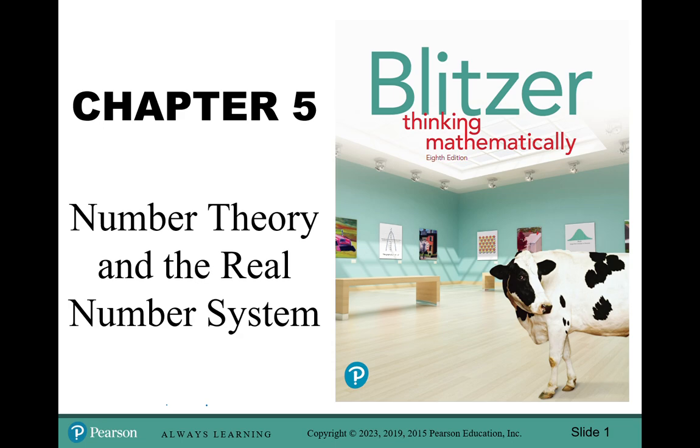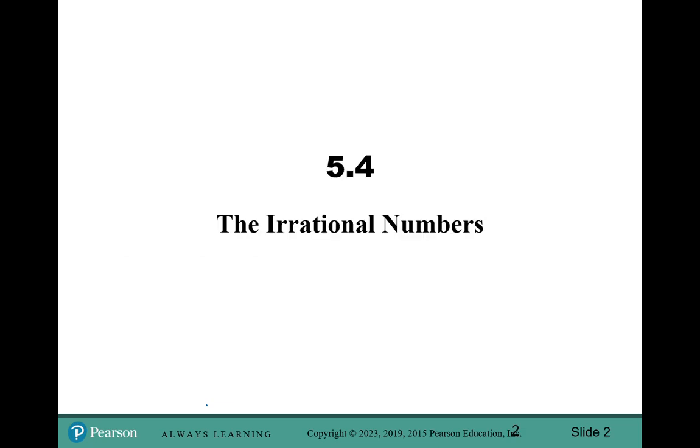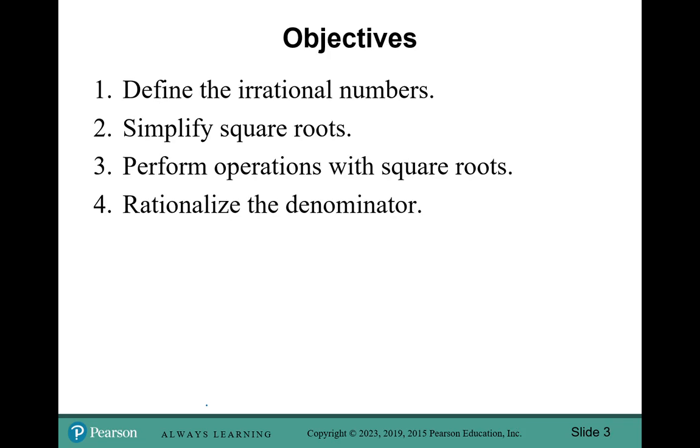Hello class, today we're looking at chapter 5, the number theory and real number system. Today we'll be looking at chapter 5.4, the irrational numbers. So we looked at the rational numbers in chapter 5.3, now we're going to look at the irrational numbers. Because if there's rational ones, there has to be irrational ones. Kind of like people.